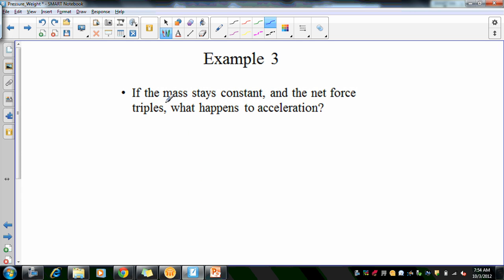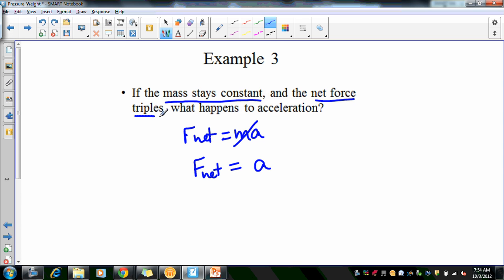So now, if the mass stays constant and the net force triples, what happens to the acceleration? So F net equals ma. So now the mass is staying constant. So we're going to mark out mass. Now see, we don't need to put a placeholder here because we're just going to mark it out. And what's left is that the change in the force is going to be equal to the change in the acceleration. So if the force triples, we plug in a 3, and we see that the acceleration will also triple.